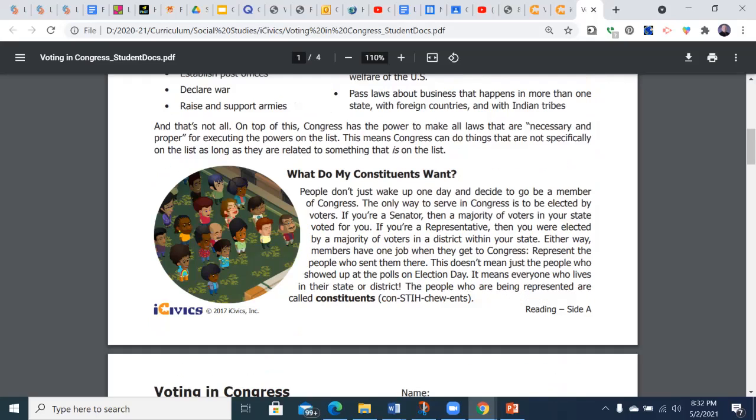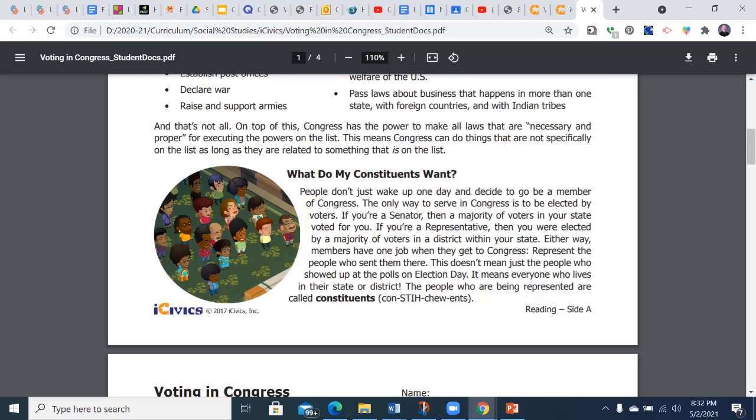What do my constituents want? That's the next question. Constituents are the people that they represent. People don't just wake up one day and decide to go be a member of Congress. The only way to serve in Congress is to be elected by voters. If you're a senator, then a majority of voters in your state voted for you. If you're a representative, then you were elected by a majority of voters in a district within your state. Either way, members have one job when they get to Congress: represent the people who sent them there.